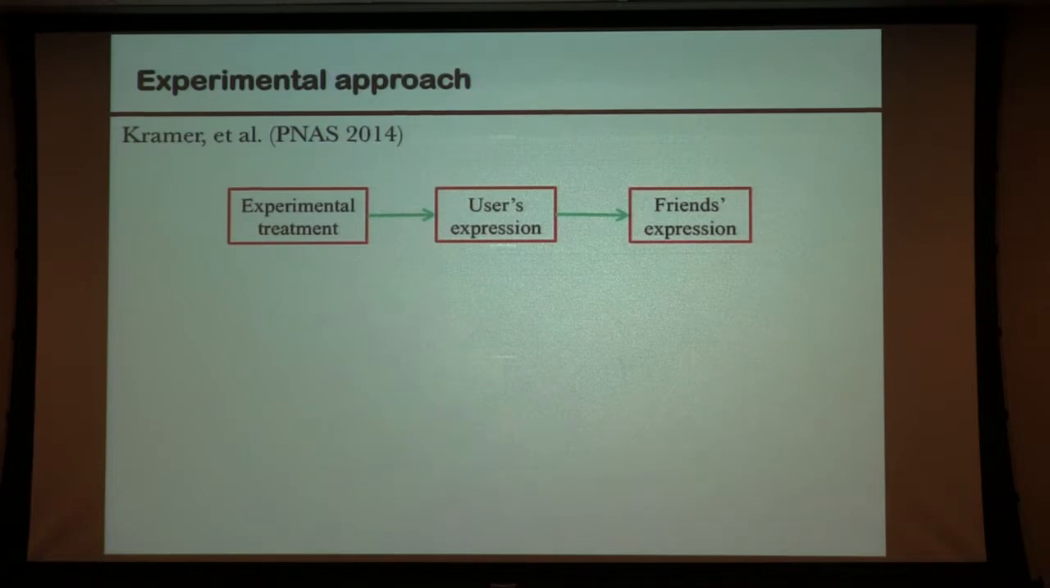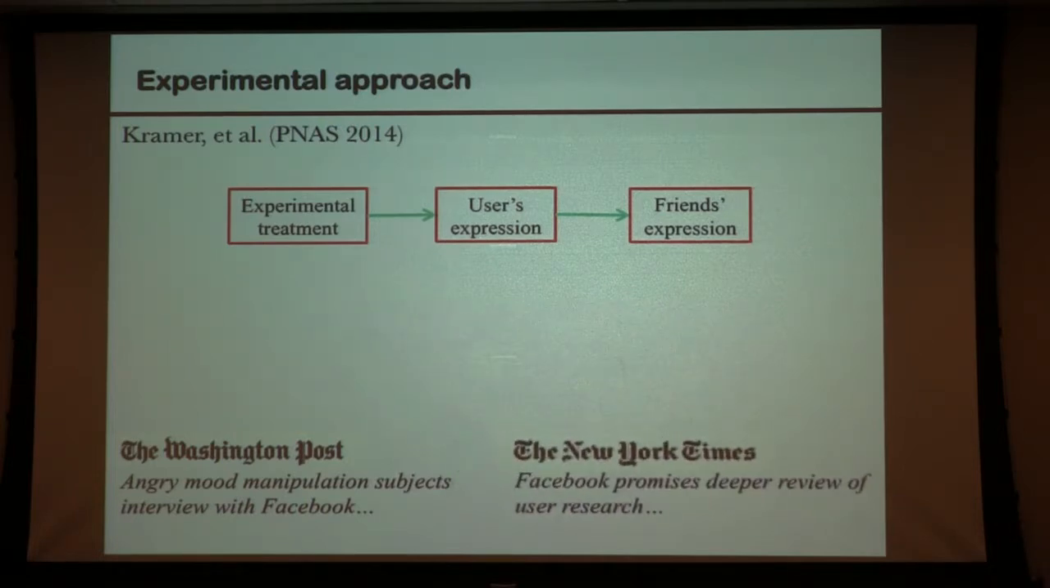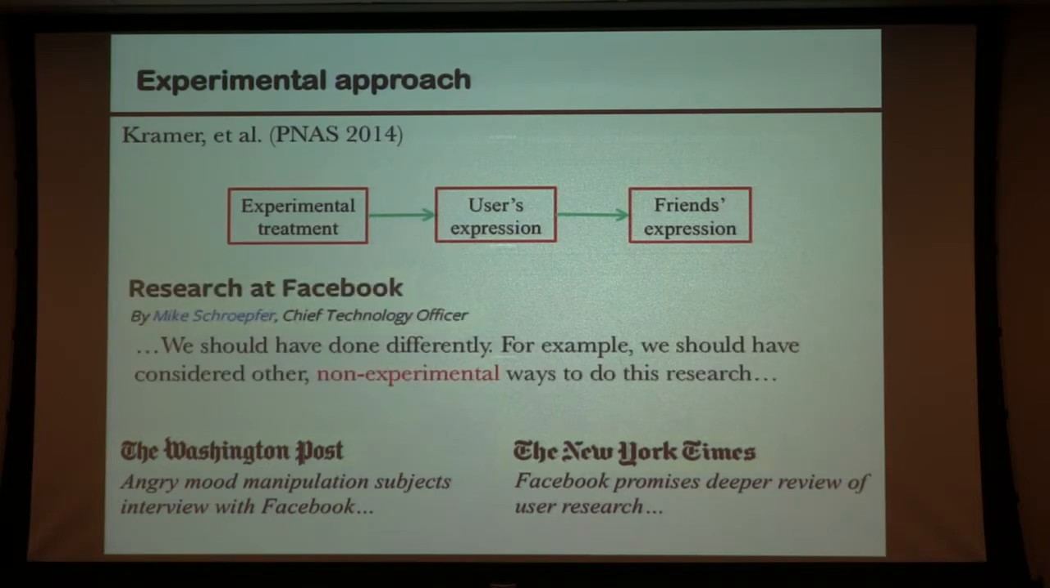So the editors of the journal accepted the paper, it went public, and then it was a big controversy. The press went to it and said angry mood manipulation subject. Facebook is playing with your sentiments, with your emotions. They should not do this. It escalated all the way up to the CTO. I don't know if he was almost fired, but anyway, the CTO made a press statement, said we should have done things differently. We apologize. We should have never done this. And he said we should have considered other non-experimental ways to do this research.